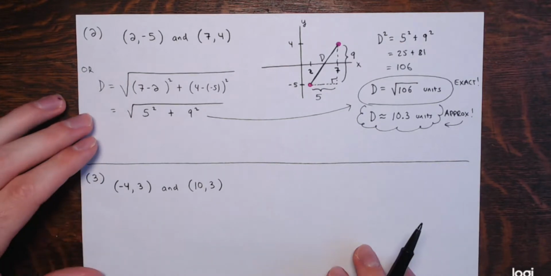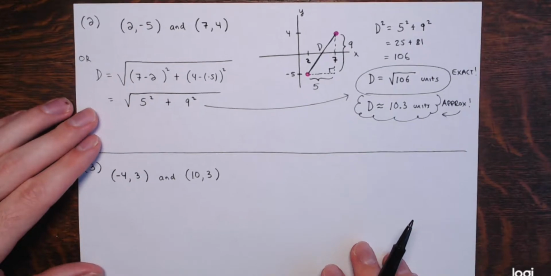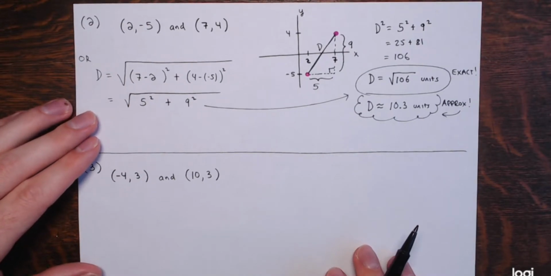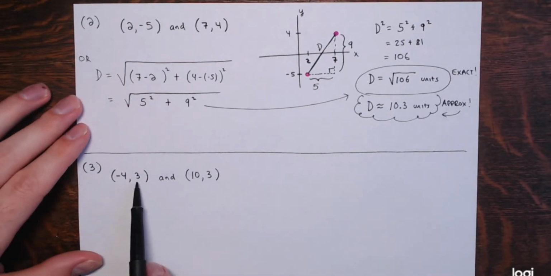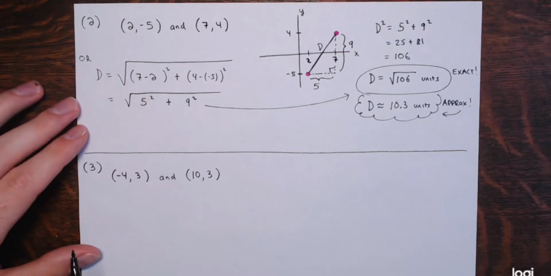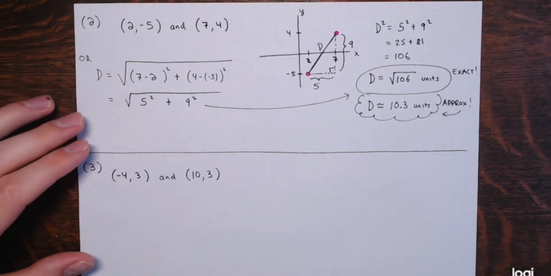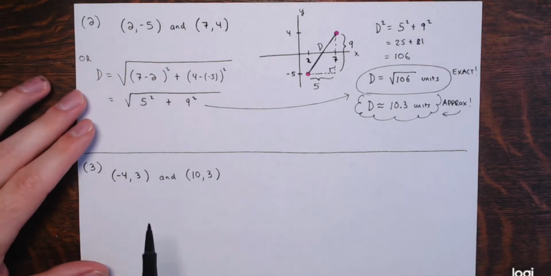I'm going to do this again. Now this one you're going to see is even easier, especially with a picture. See how these 2 points have the same y coordinate? If the 2 points you're looking at had the same x coordinate, or they had the same y coordinate like these, the distance between them is very, very simple, as you'll see here.